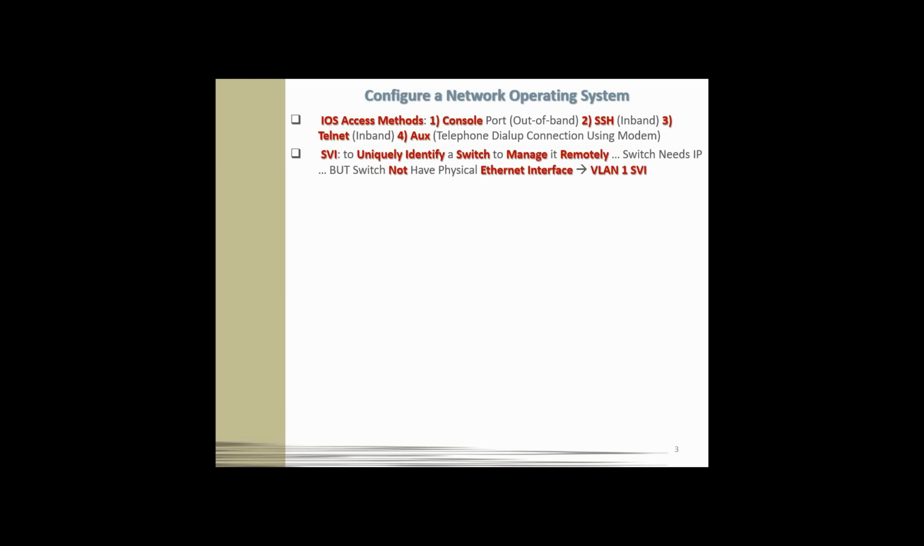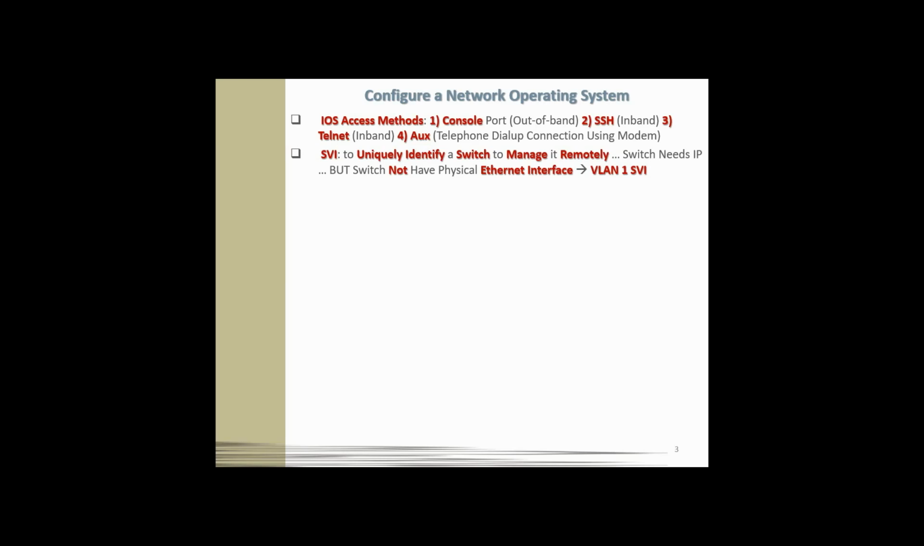For a switch to be remotely managed, it must also be configured with an IP configuration. But the point is, a switch does not have a physical Ethernet interface as we have with routers. So when a switch does not have a physical Ethernet interface that can be used for remote management, we need to rely on another method. And that method is that you must configure VLAN 1, the switch virtual interface, SVI. So we have SVI, switch virtual interface, associated with VLAN 1, and you need to provide IP addressing for that so that you can manage your switch remotely.